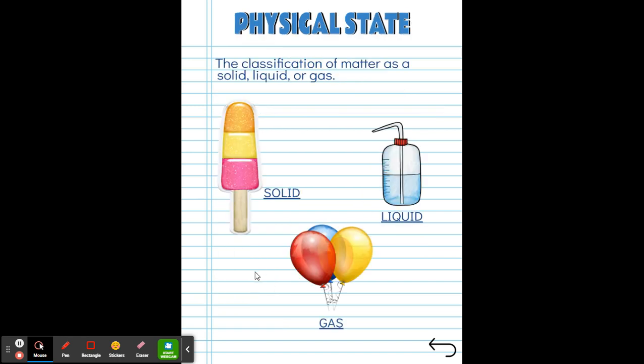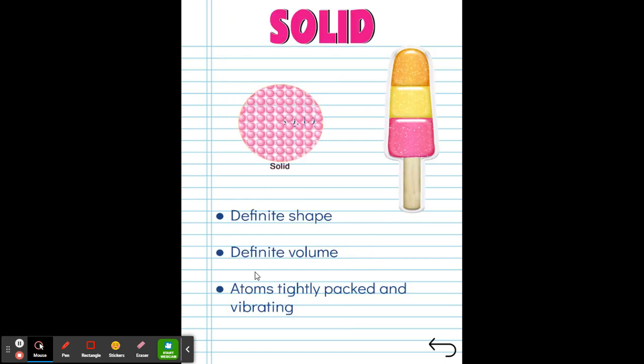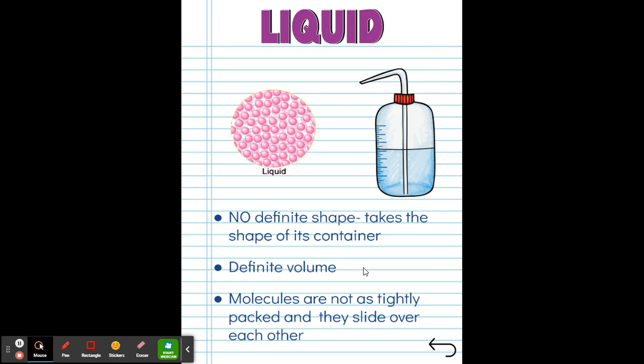Physical state. The classification of matter as a solid, liquid, or gas. Solid has a definite shape and a definite volume, and the atoms are tightly packed and vibrating. Liquids have no definite shape. They take on the shape of the container. They do have a definite volume, and the molecules are not as tightly packed, and they slide over each other.